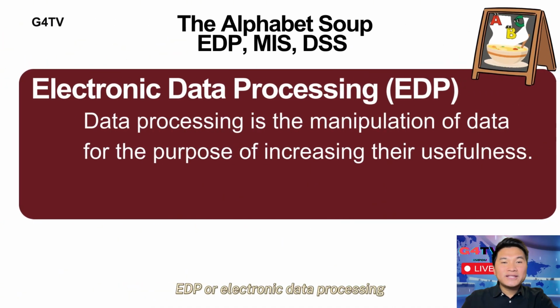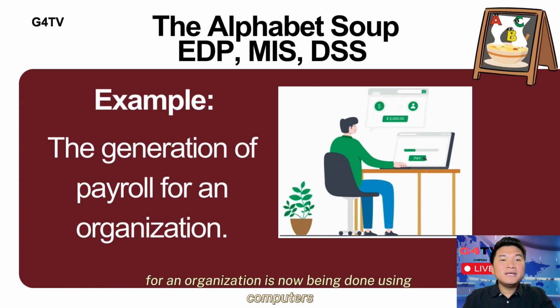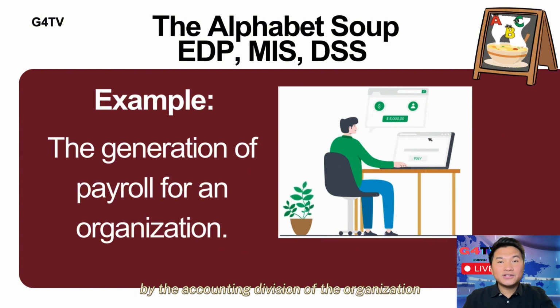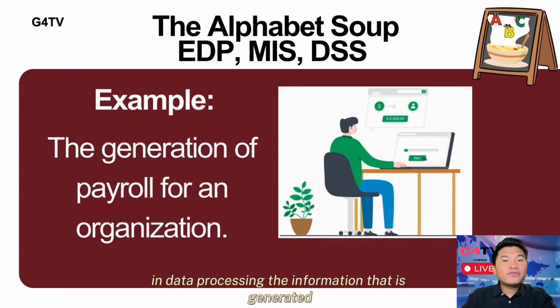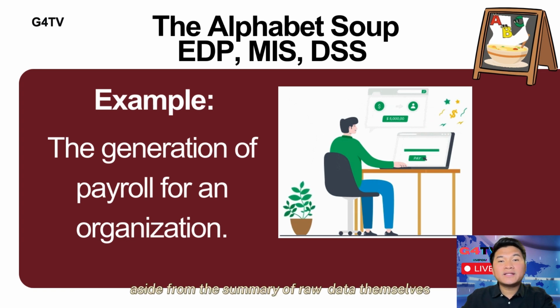EDP, or electronic data processing, is the manipulation of data for the purpose of increasing their usefulness. For example, the generation of payroll for an organization is now being done using computers, whereas before, these were computed by hand by the accounting division of the organization. In data processing, the information that is generated is actually only in the form of totals, aside from the summary of raw data themselves.